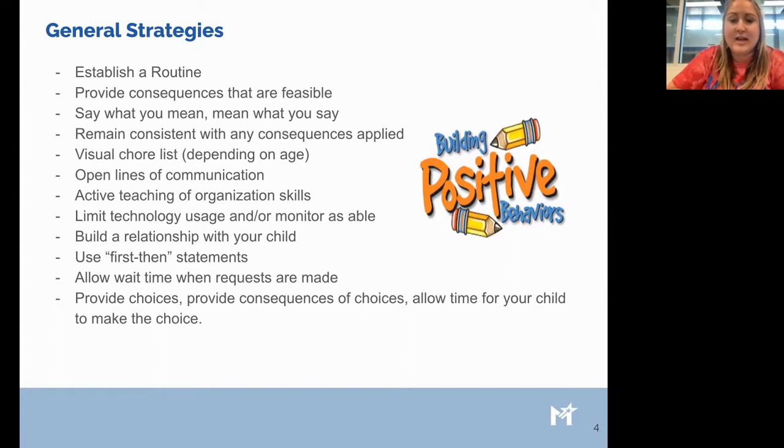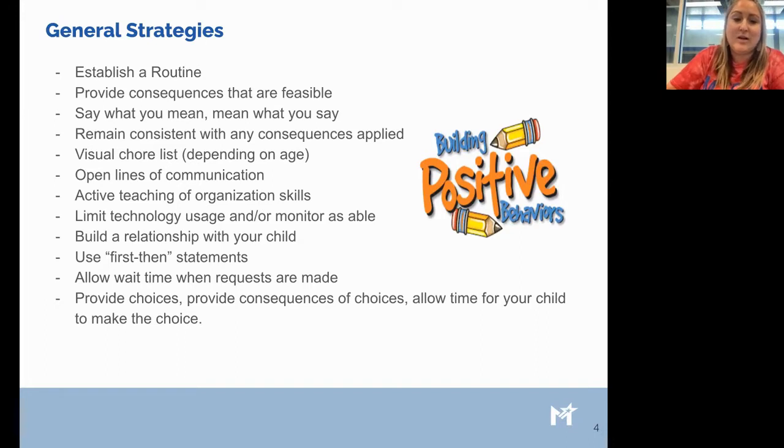Kind of as Julie said, limiting technology usage and monitoring that as able. Technology is a big thing for our kids, and at least for me, several parents have told me that when technology is available, their kids seem to either not be as engaged or exhibit worse behavior. They don't want to get off their technology device. It's a fight, it's an argument, or I notice they're just not engaged with us at all. They're engaged only with technology.